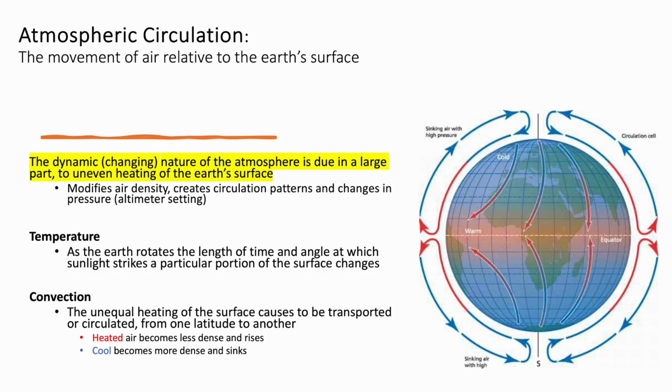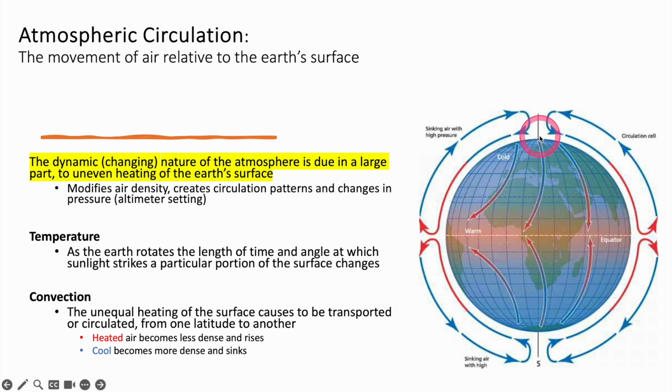And our first step to understanding weather is to understand atmospheric circulation. Most weather occurs because of uneven heating of the Earth's surface. So like it says right there, the dynamic or changing part of weather or the atmosphere occurs because of uneven heating of the Earth's surface. So what that means is the equator has the most direct contact with heat and the sun and the longest exposure. And so that creates temperature differences, and those temperature differences create circulatory patterns because warm air is less dense.